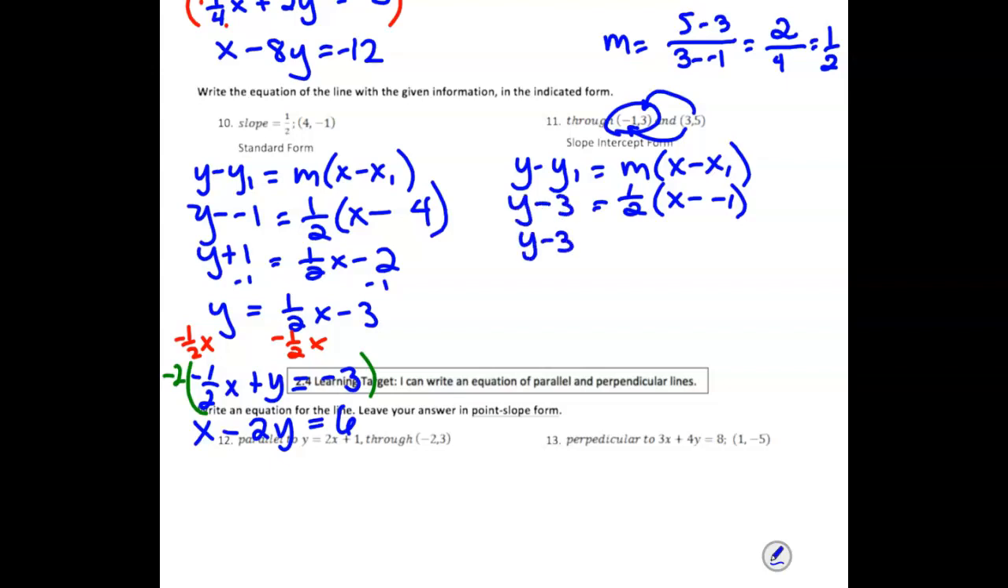I'm going to clean up the right-hand side here, 1/2 times x. 1/2 times a negative negative, or a plus 1, is 1/2. And slope-intercept form is where we have y all by itself on the left side. So we're going to add this 3 over. So y equals 1/2 x plus, we get 3 plus 1/2. We typically don't leave mixed numbers in our equation, so we're going to go ahead and convert that to an improper fraction. 3 plus 1/2 would be 7/2.